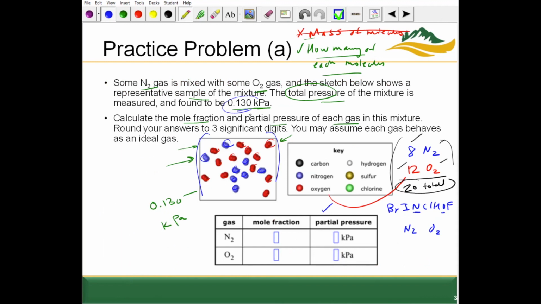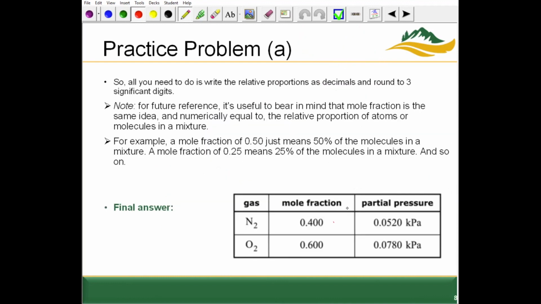Now for the mole fraction, we can report it in a fraction form typically, so 8 out of 20 and 12 out of 20. You can also do a division and get this into a decimal form. These are also not simplified fractions, so both these are divisible by 4, but we can take 8 divided by 20 and get a decimal form of the number, take 12 divided by 20 to also get a decimal form of the number.